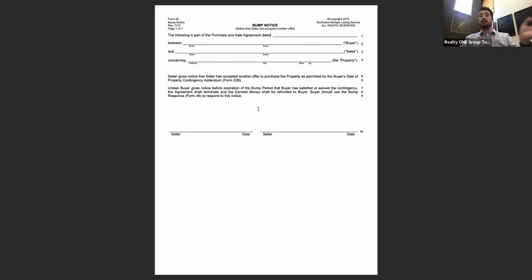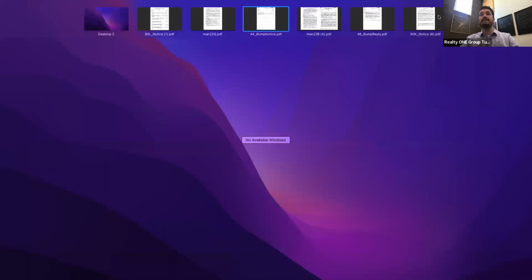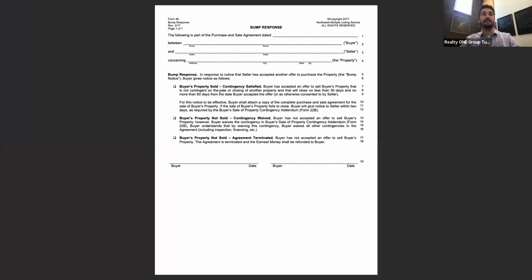And here's how it looks on the buyer side. So I'm flipping from seller to buyer, from seller to buyer. So that's what the seller sends if they get another offer. And then what the buyer would send back is a form 46. So form 46, there are 3 options. The buyer can say, hey, we sold our property in those five days. And by sold, again, sold means pending. It doesn't mean closed, it means sold. It means pending. Oh my God.